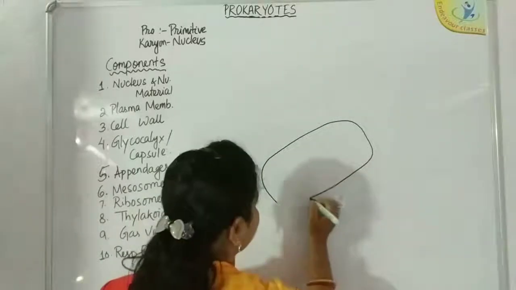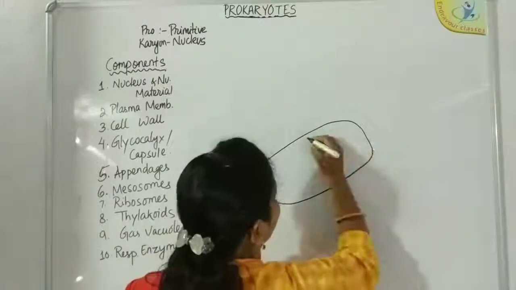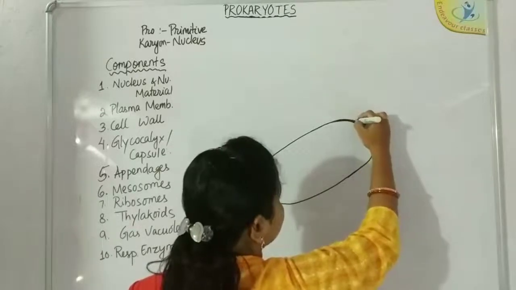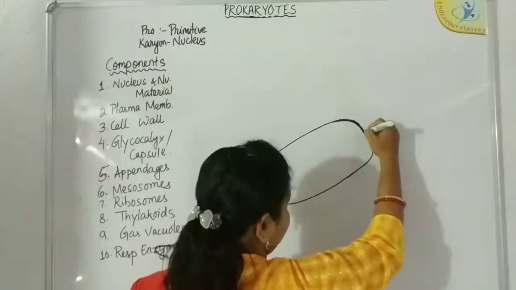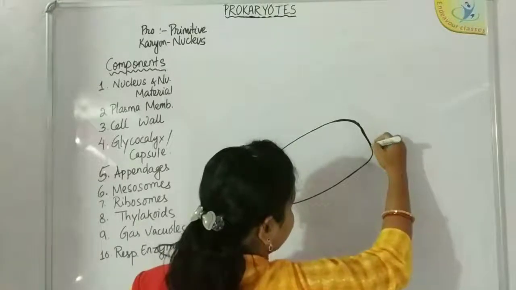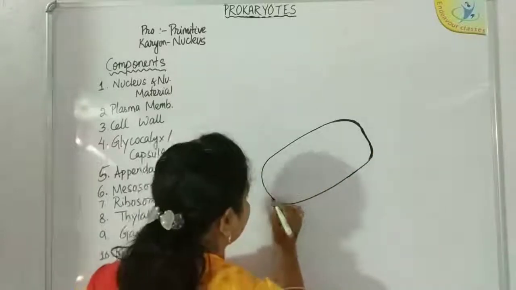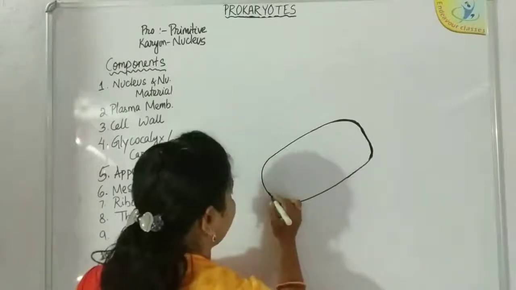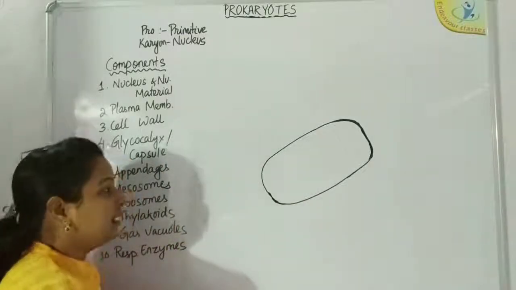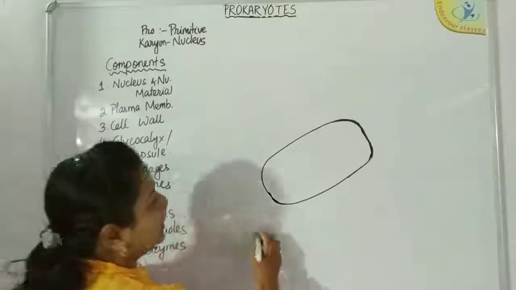This is the typical structure of a rod-shaped bacterium. We are not discussing here the exact structure of bacteria. The bacteria come under the prokaryotes. So I have taken here one rod-shaped bacterium. Later in the next class we will study in detail the structure of bacteria.